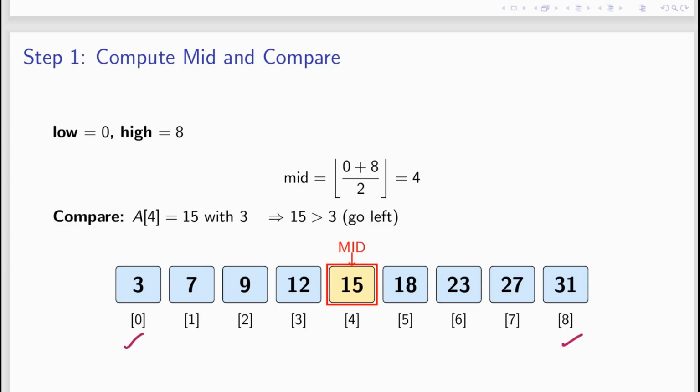0 plus 8 divided by 2, and mid will be on index number 4. The element at index number 4 is 15. They will check that 15 with 3. 15 is greater than 3. If 15 is greater than 3, then you will go to the left side. And then the right side, all of this is ignored. This array will be ignored. And now high will be changed. Low keeps the same position.